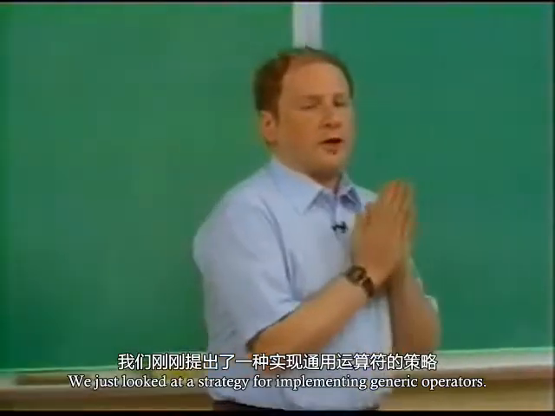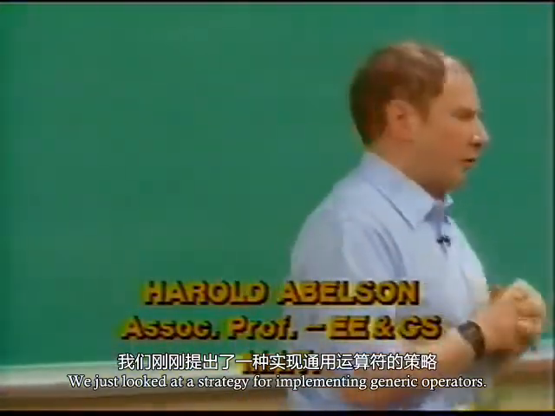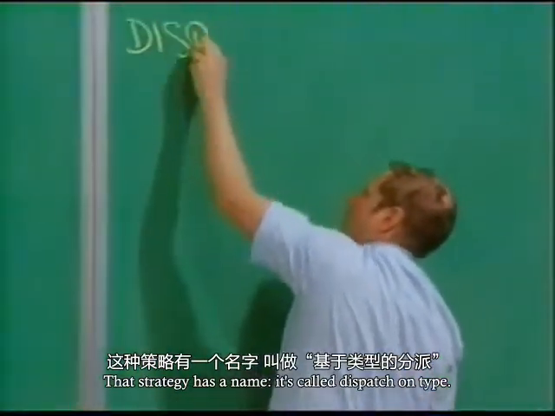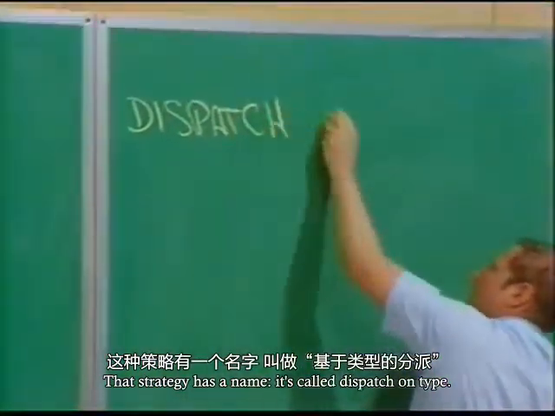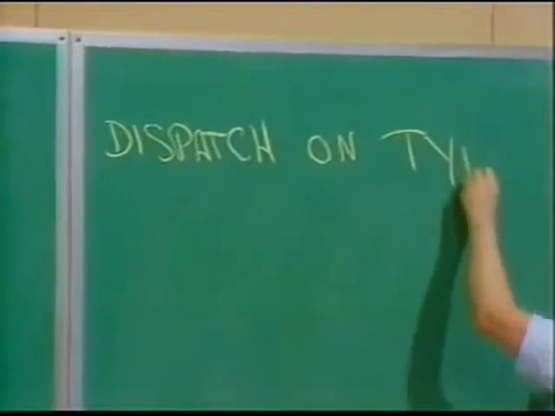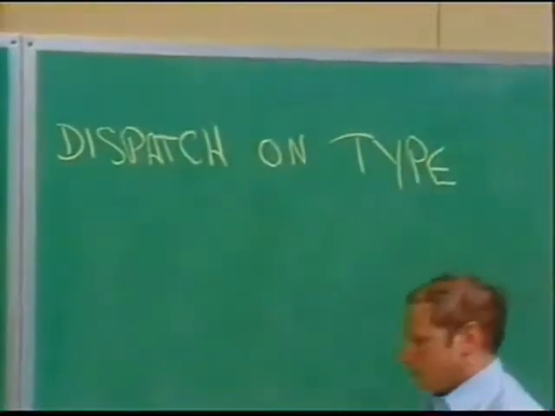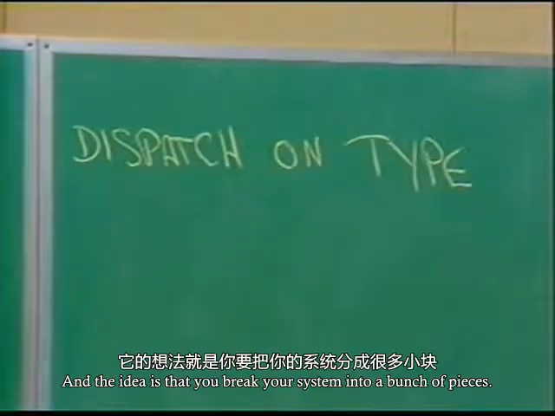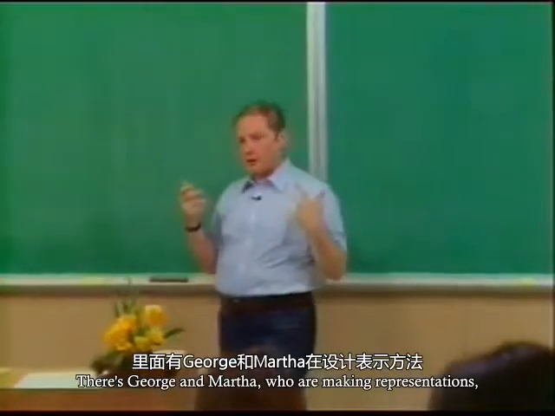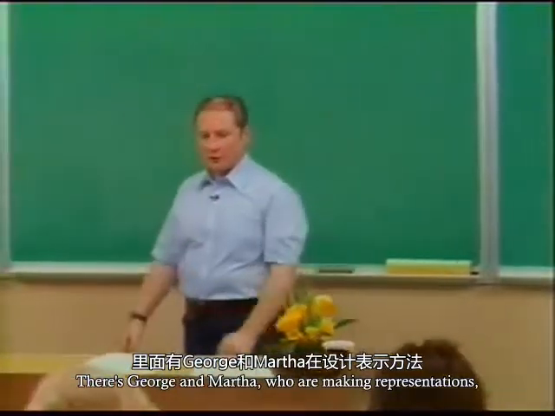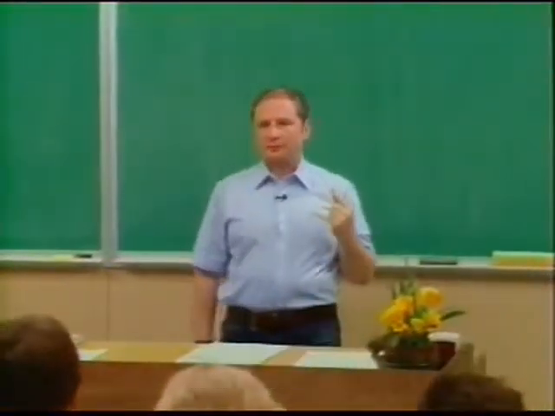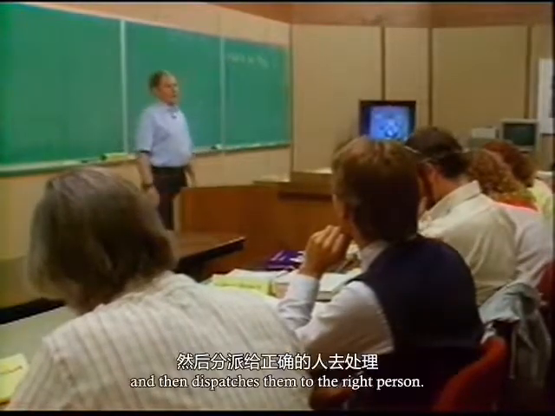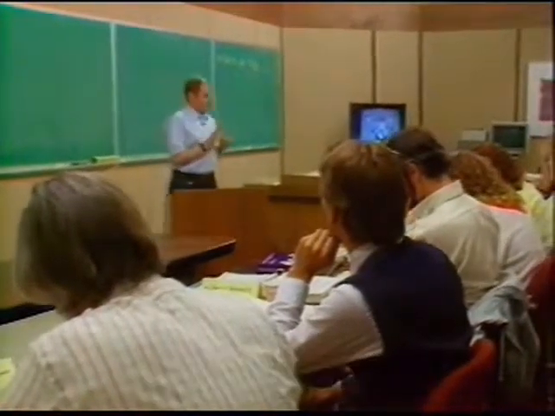We just looked at a strategy for implementing generic operators. That strategy has a name. It's called dispatch on type. Right? And the idea is that you break your system into a bunch of pieces. There's George and Martha who are making representations, and then there's the manager. Right? Looks at the types on the data and then dispatches them to the right person.